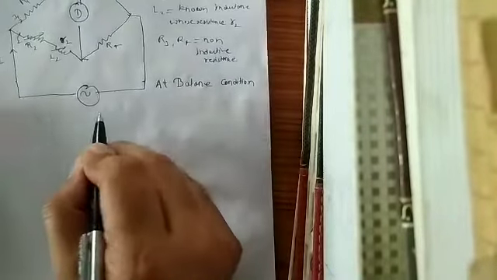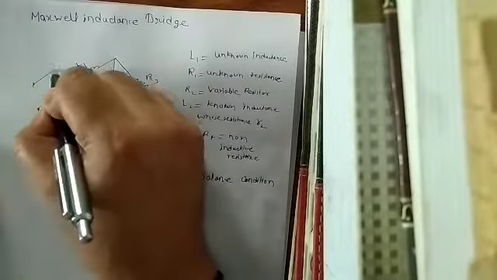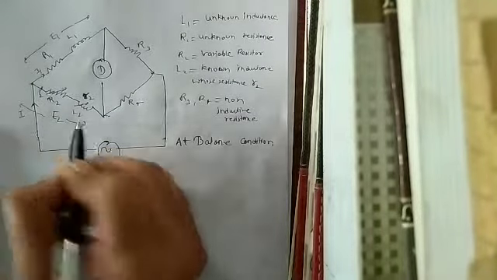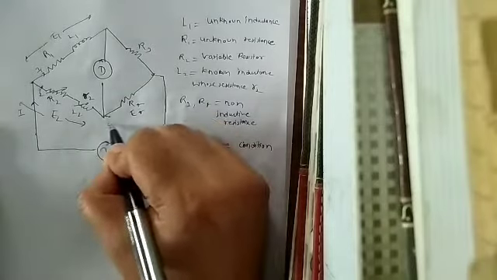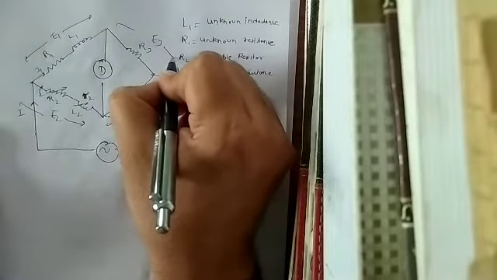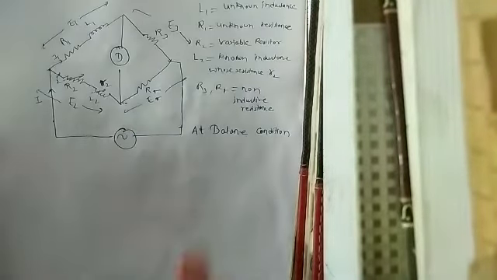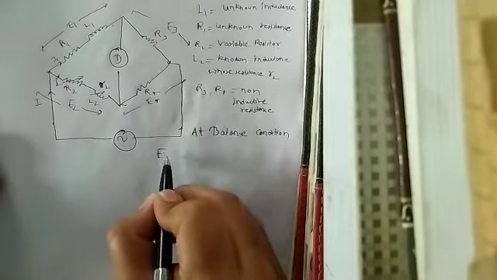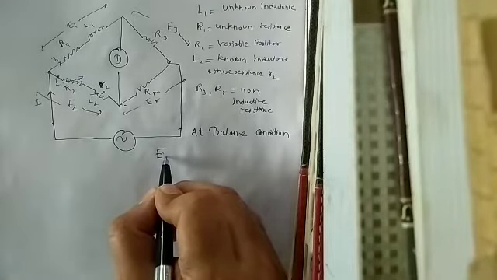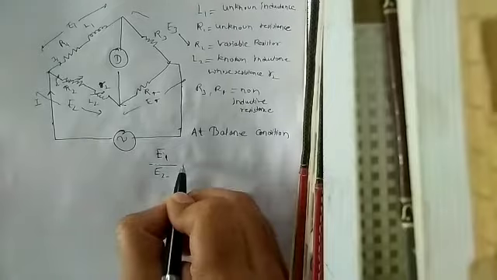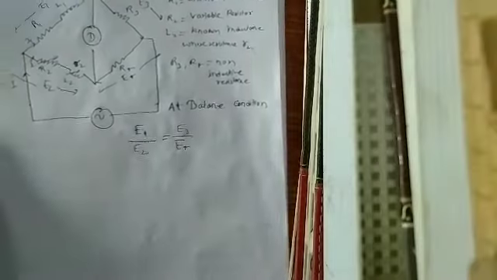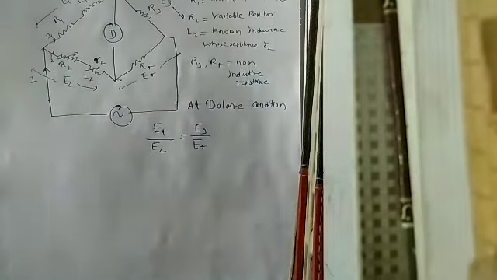Here, at balance condition, the voltage drop of this side is E1, the voltage drop of this side is E2, the voltage drop of this side is E4, the voltage drop of this side is E3. Now we can solve this circuit at balance condition. Hence, at balance condition, the voltage drop of one side is equal to the voltage drop of the other side. Hence, E1 upon E2 is equal to E3 upon E4. Now we can compare the voltage drop.